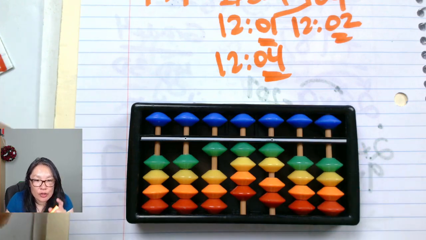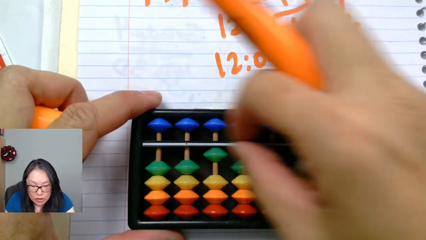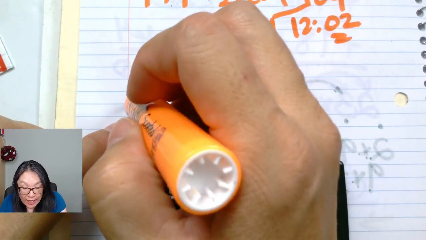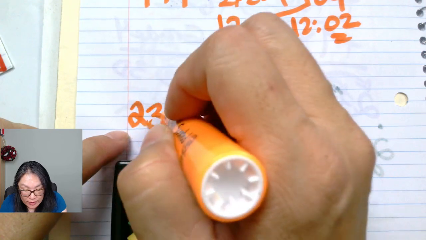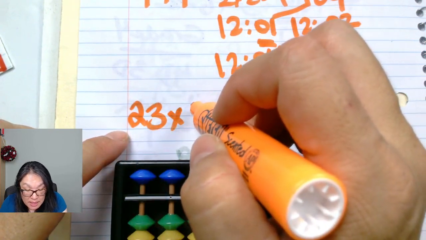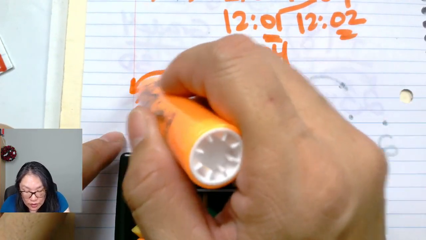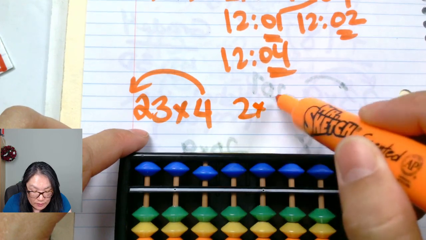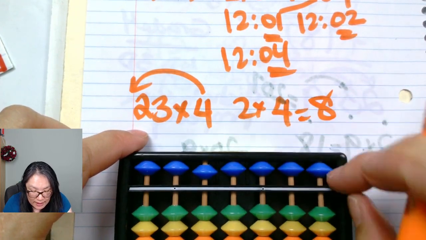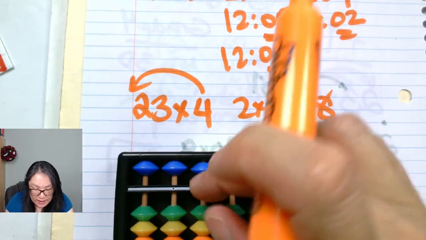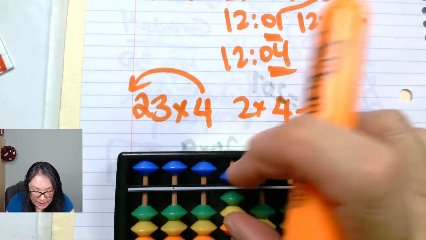No, if it's two digits, you stay where you are. So let's have our question: 23 times 4. 3 times 4 is 12... I'm sorry, 4 times 2 is 8. 8 is a single digit. I go back one column, I add my 8.